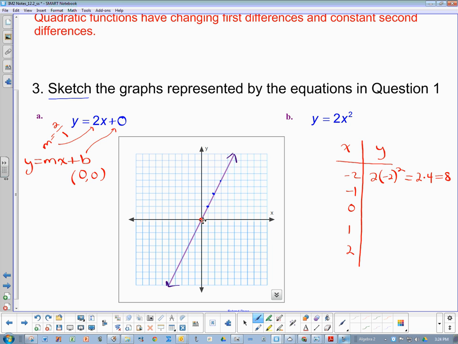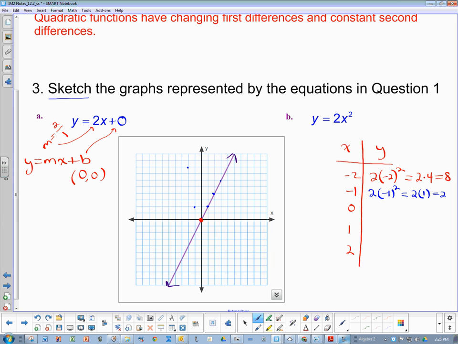Here it is. I'm going to watch the cursor here. -2 and then up 8. It's right here. Let's plug -1 in. We plug -1 in right there. 2 times -1 squared. That's going to be equal to 2 times 1, which happens to be 2. Okay. So that's going to be the point, -1, comma 2. The left one, up 2.